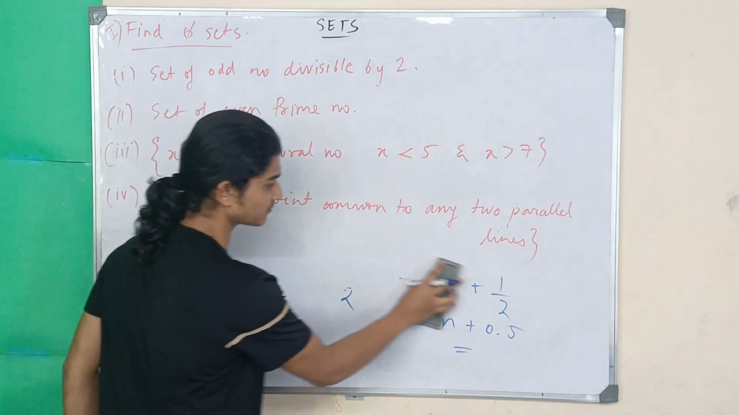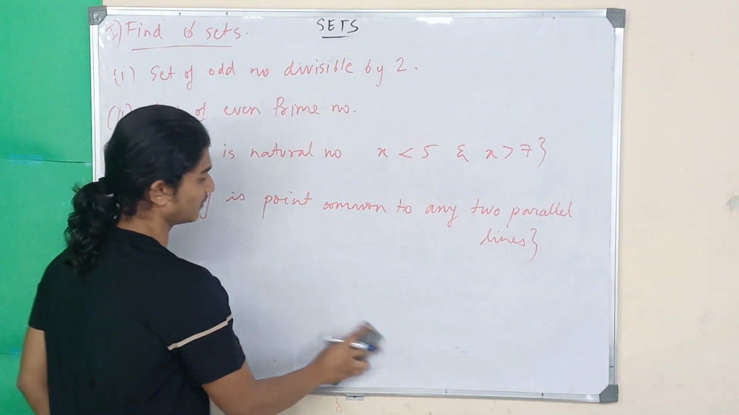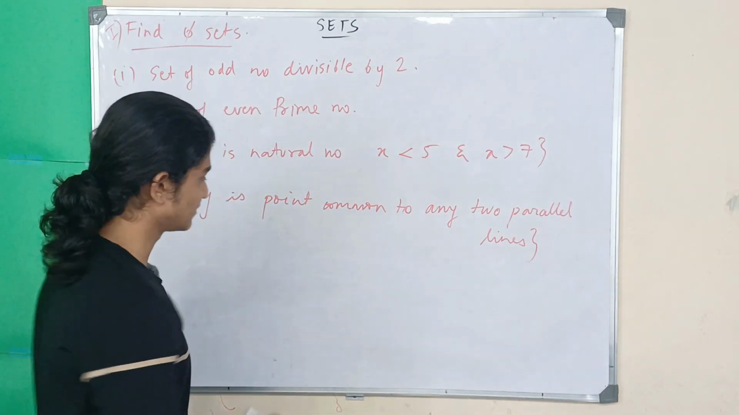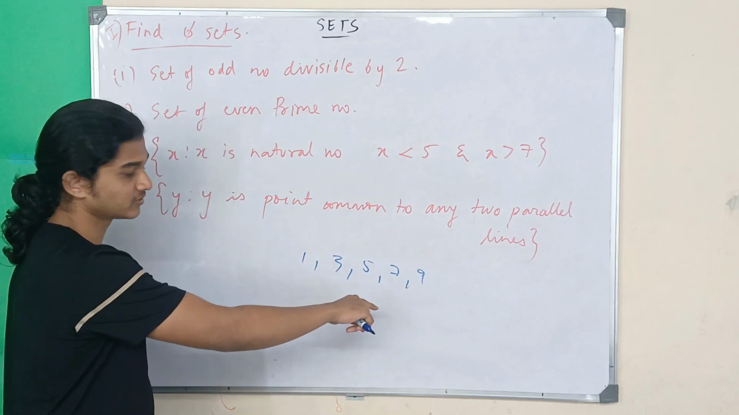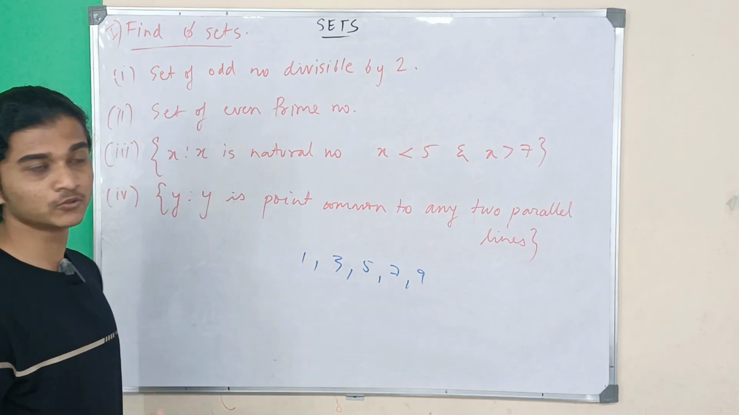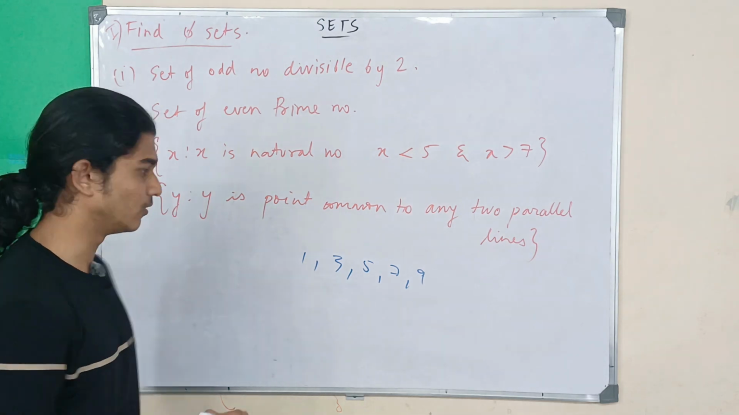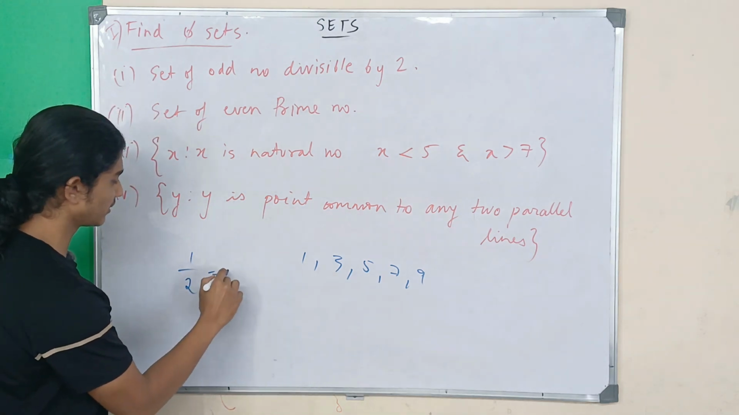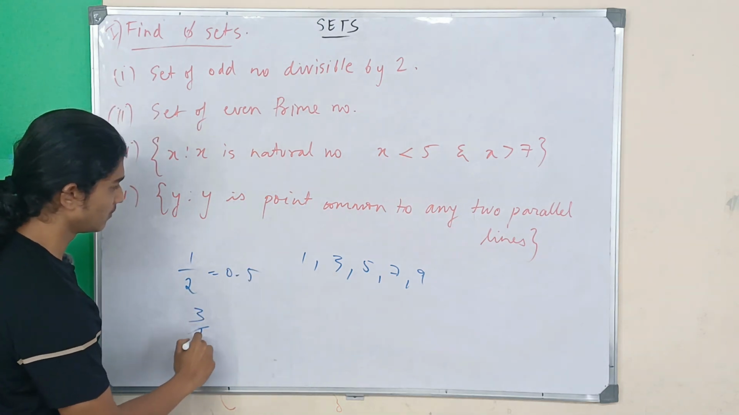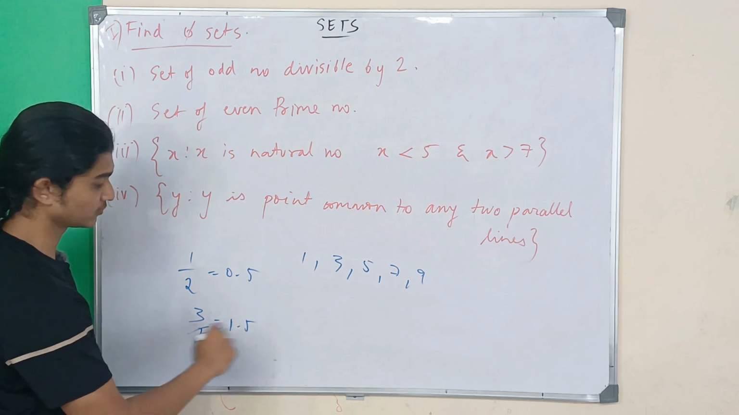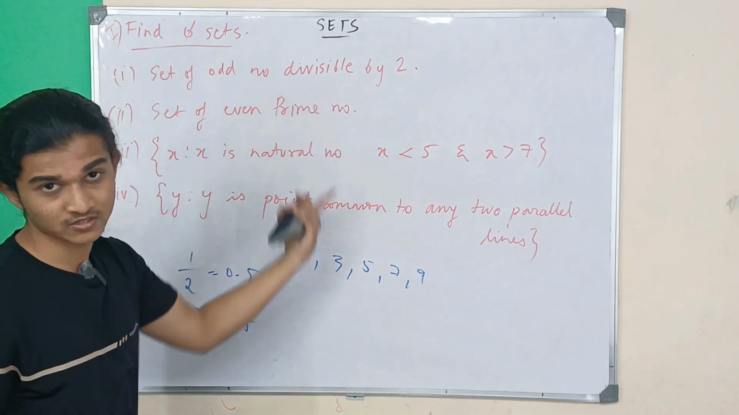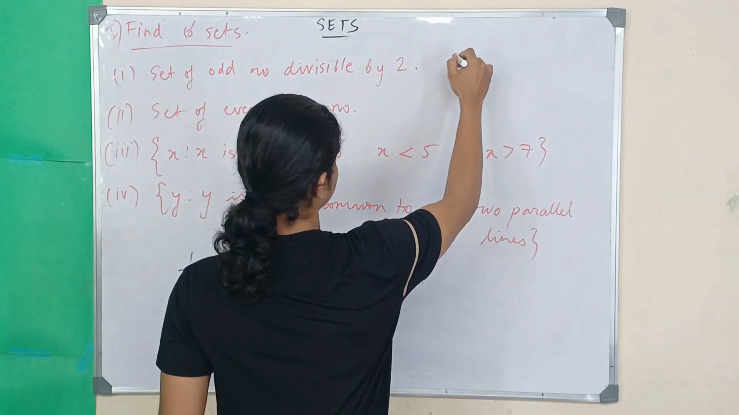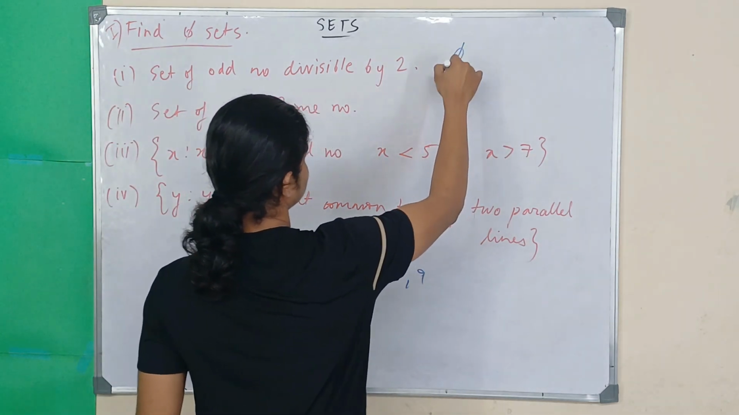Or another way of saying this is you can just take some random odd numbers. Let's say I'll take 1, 3, 5, 7. You take any number from this sequence and try to divide it by 2. You're not going to get a whole number. For example, 1 by 2 gives 0.5, 3 by 2 gives 1.5. So you don't get whole numbers. From this I can say the set of all odd numbers divisible by 2 is a null set, or empty set. So this is an empty set.